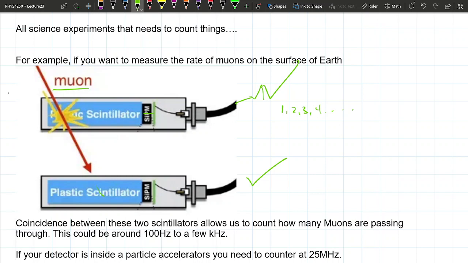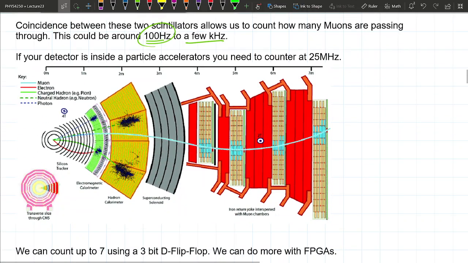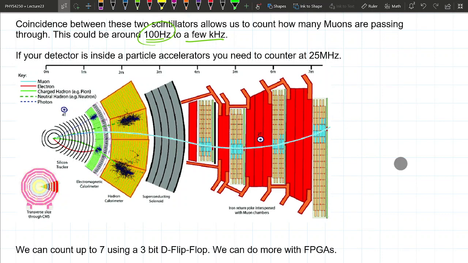Okay, so these types of detectors, especially if you're dealing with just muons, you will maybe see something about 100 muons per second, maybe even a few thousand. If you have a big enough detector, you just need to count once every 10 milliseconds, 1 millisecond. That's pretty easy to count. Even the Macintosh can count that. But if you're inside a particle accelerator, where you have to count things at 25 megahertz, 25 million times per second, now you need something that can keep track of time down to nanoseconds, essentially. Okay? So different number of bits of counters.